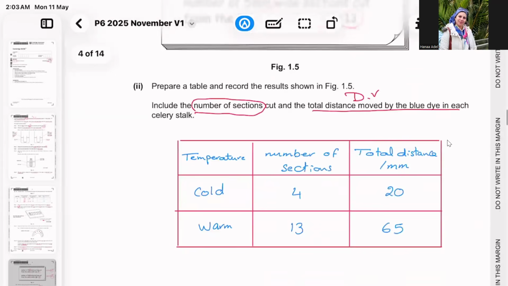So this is the final table, including the temperature, number of sections, and the total distance in millimeters. Please don't forget to write the measuring unit in the heading of the table, not in the cells. Just write it once in the heading of the table.